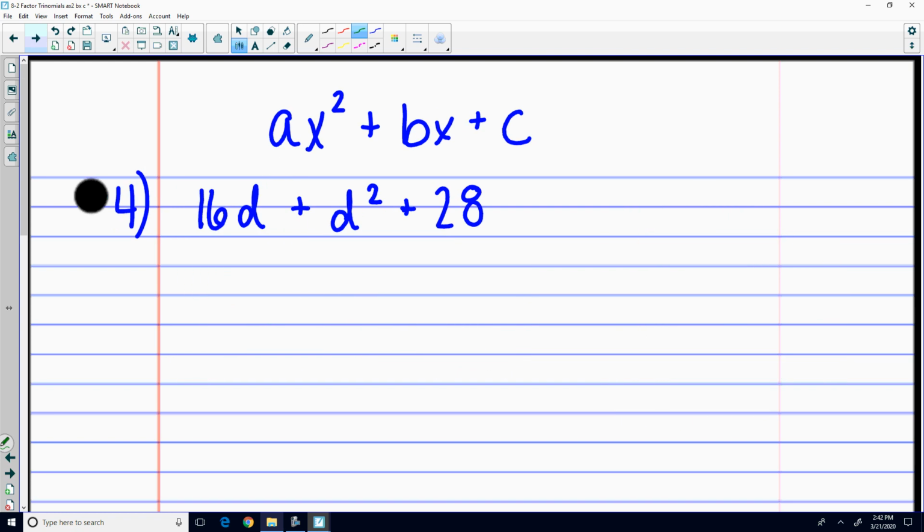Problem 4, which is really problem 3, right? All right, I see a problem with this one. It is not in the proper order. I have d squared, and 28. I need to fix that.